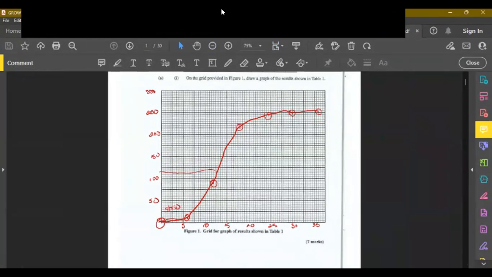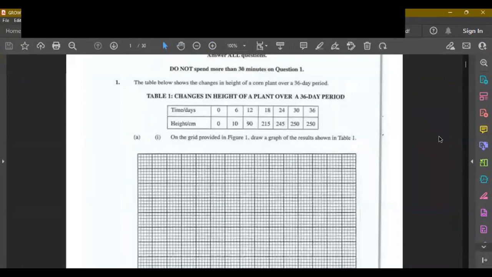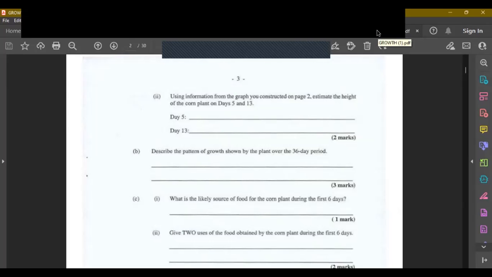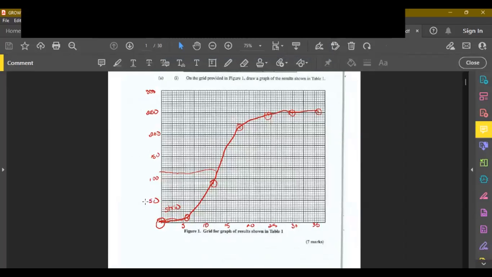All right. Now let's go to the first question. It says, using information from the graph you constructed, estimate the height of the corn plant on day 5 and 13. What's the height on day 5? So we go from here, carry it up this way. 5.